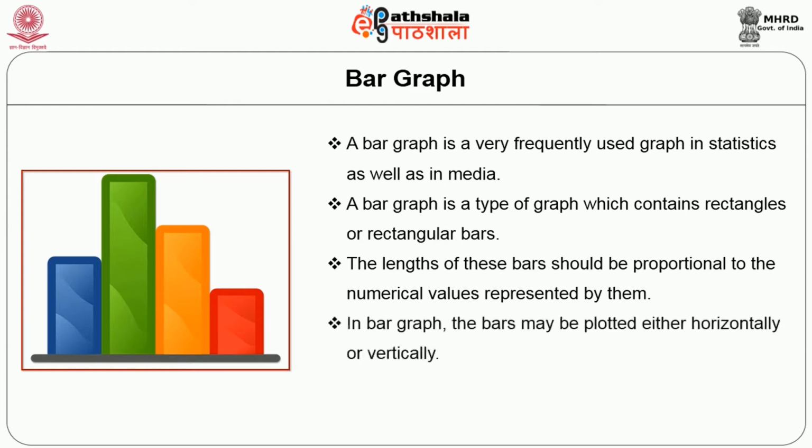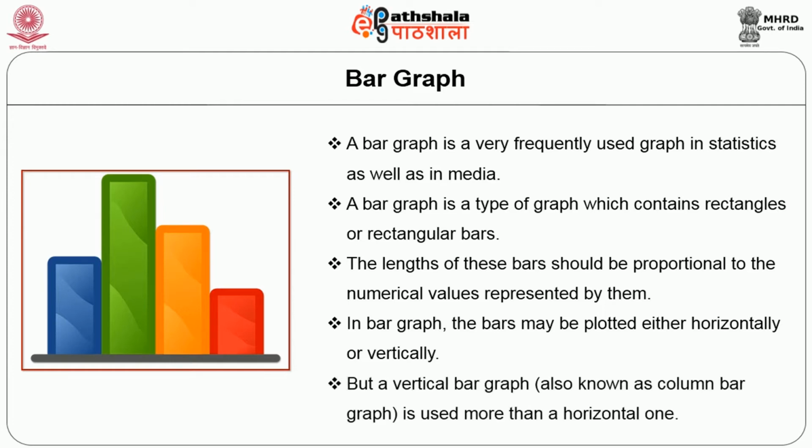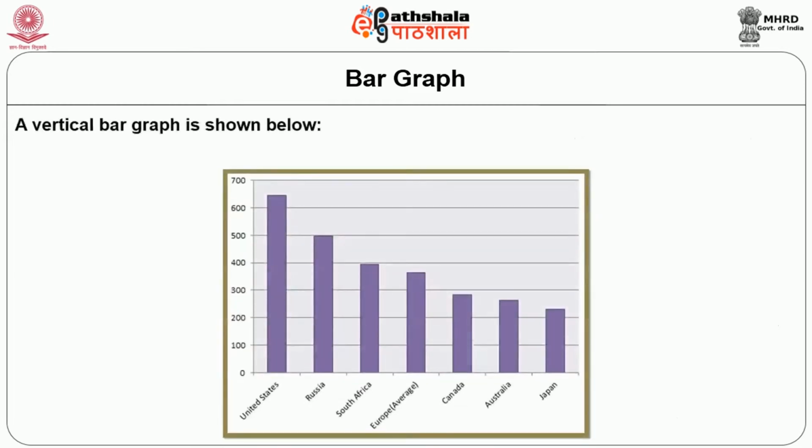In bar graph, the bars may be plotted either horizontally or vertically, but a vertical bar graph is used more than a horizontal one. This vertical bar graph is also known as column bar graph. Now you can have a look at the vertical bar graph, which denotes the number of students who went to other countries for pursuing their higher studies.